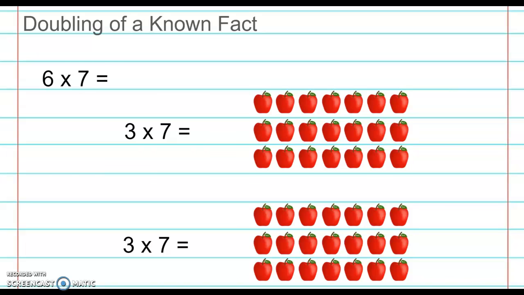After I've broken down my problem into facts that I know better, I can solve them. I know that 3 times 7 equals 21, and 3 times 7 equals 21. I then take the first product, 21, and add the second product, 21, to get a sum of 42. This helps me solve 6 times 7, which equals 42.